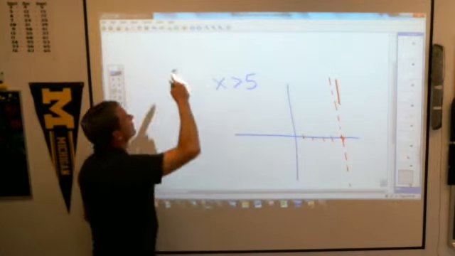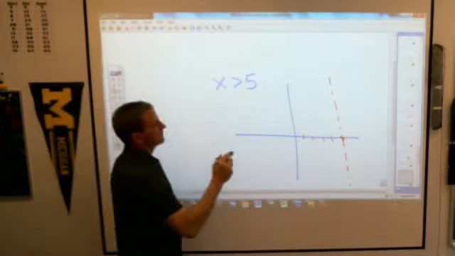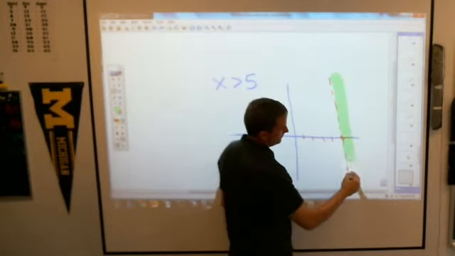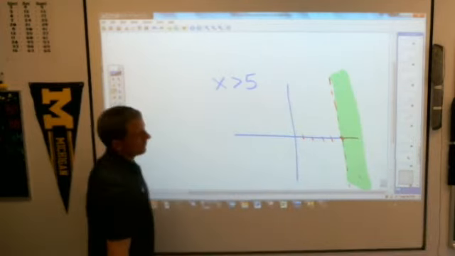Oh, I don't want red. What color would be good? Purple, green. No, green is almost illegible. White. You can't see it because it's illegible.